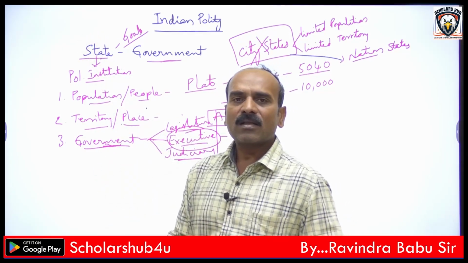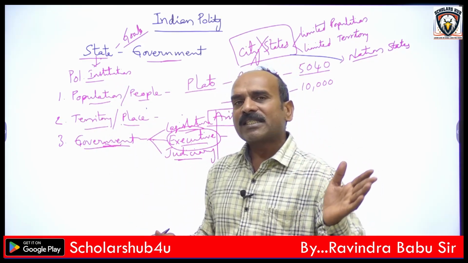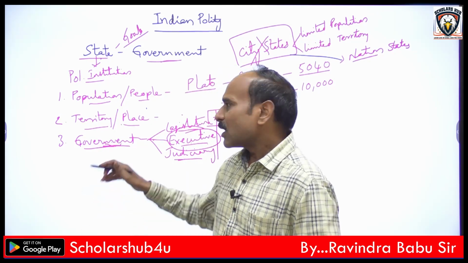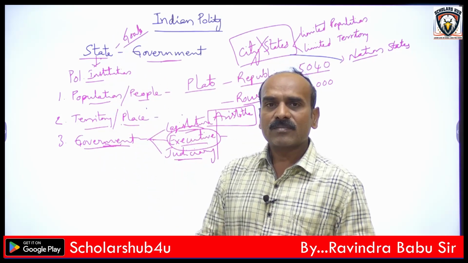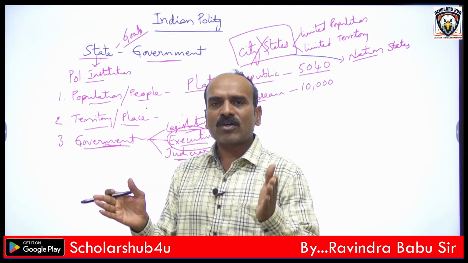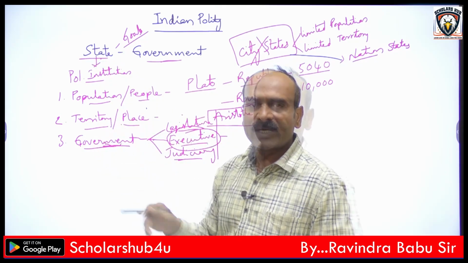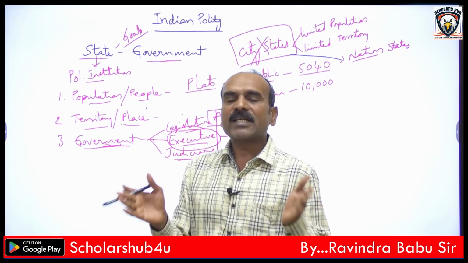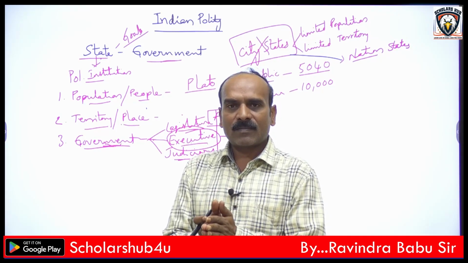Now, we can understand the relation and difference between these two. On one side, we can say that both the state and government are not one and the same, because government is one of the essential elements of state. On the other side, we cannot separate both the government and state, because a state can be viewed with the performance of government. So both cannot be separated or divided. At the same time, both cannot be combined as one and the same.